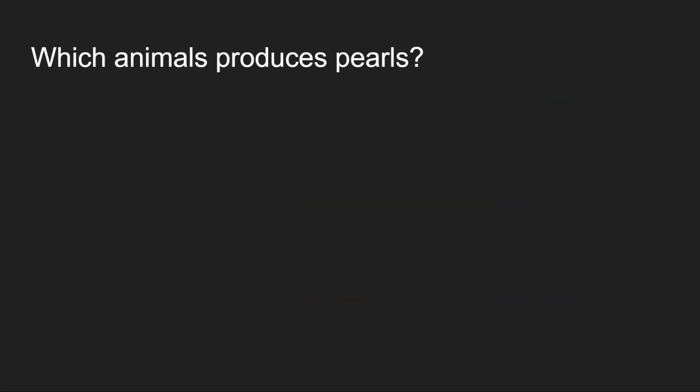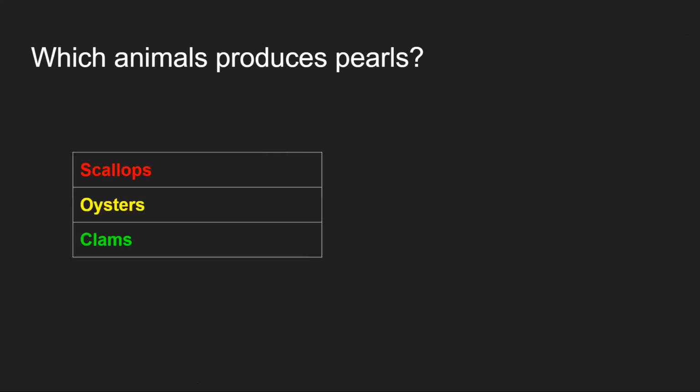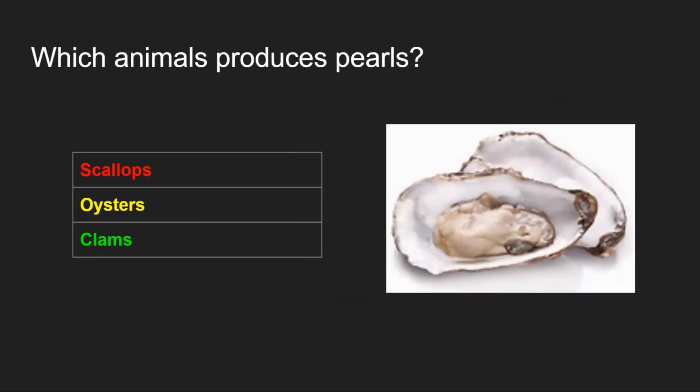Which animals produce pearls? The pearls are very costly. Let's see which animals produce them. That is scallop, oyster, crabs. So here is the image and you will find out the answer. Yes, oysters are producing pearls. Pearls are white in color. They are used for making very expensive ornaments. So which animal is producing them? Oysters are producing them.